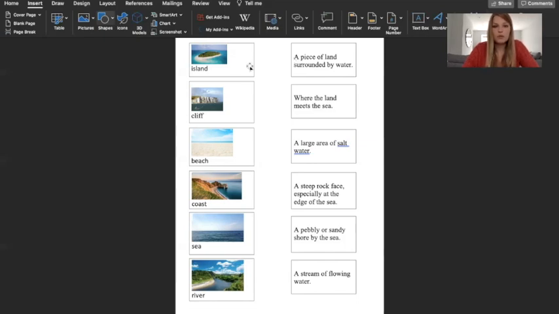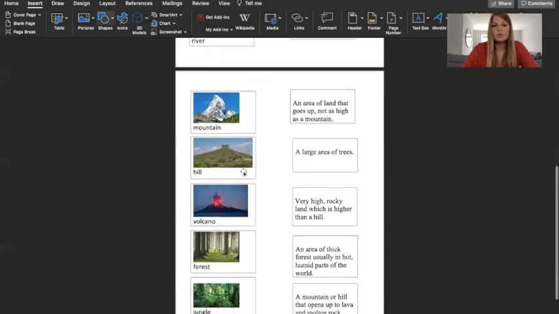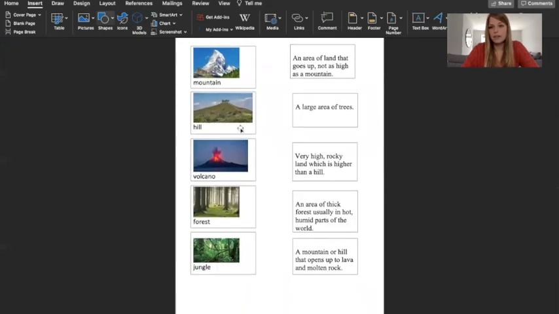Let's choose another one. I'm going to choose one which I definitely know. The sea. Which one tells me about the sea? Oh, here it is, a large area of salt water, because we know that the sea is made out of salt water. So you would need to draw a line from the definition to the picture of the sea. And I'd like you to do that for all 12 of these pictures.